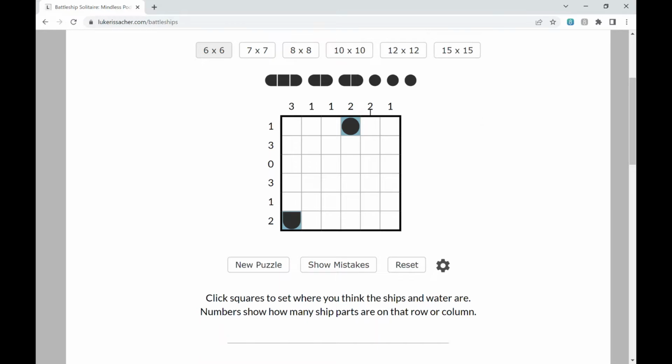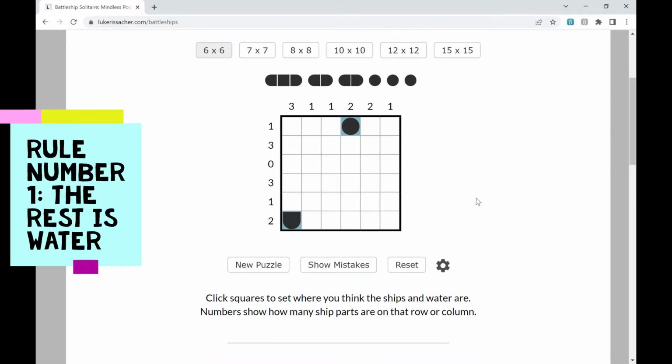So along the top and along the side of the grid here, you can see these numbers. Now, these numbers indicate how many segments of battleship are hidden within that row or column. So you can see that, for example, somewhere within this row, there are 3 segments of battleship. And somewhere within this column, for example, there are 2 segments of battleship hidden. We don't yet know where, do we? So without further ado, let's get solving.